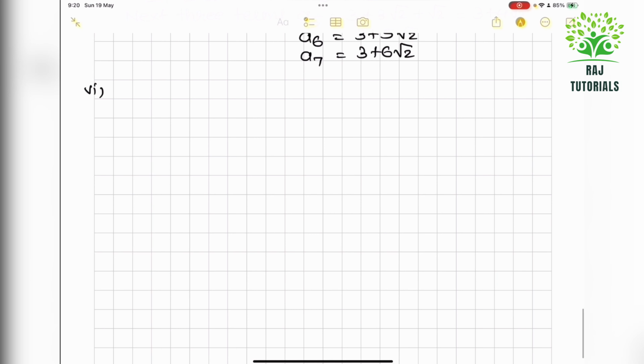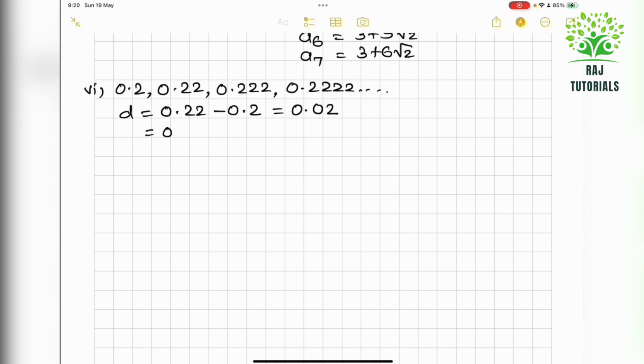Sixth one, 0.2, 0.22, 0.222, 0.2222. So D equal to 0.22 minus 0.2, that is 0.02. 0.222 minus 0.22, that is 0.002. Therefore, it is not an AP. So I don't need to find the next three terms.